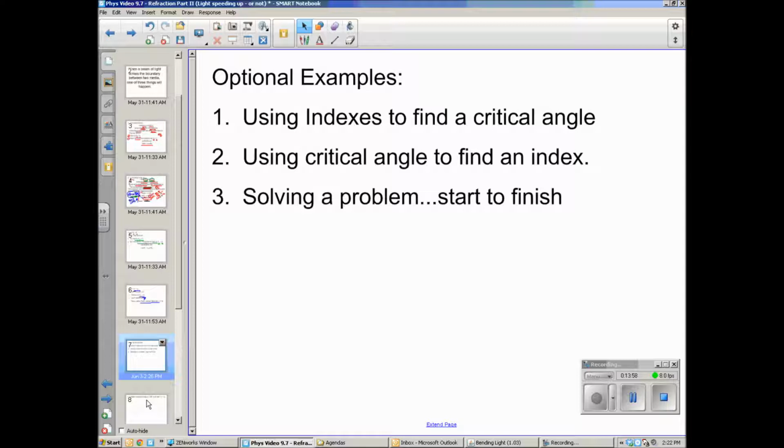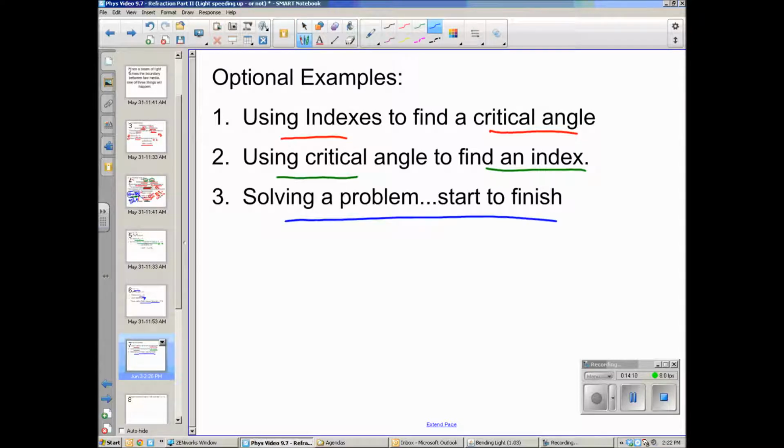We're going to do 3 examples. In example number 1, I'm going to use the indexes of refraction to find a critical angle. In example 2, I'm going to use a critical angle to find an index of refraction. And in example 3, I'm going to solve a problem from start to finish. Okay, so here we go.